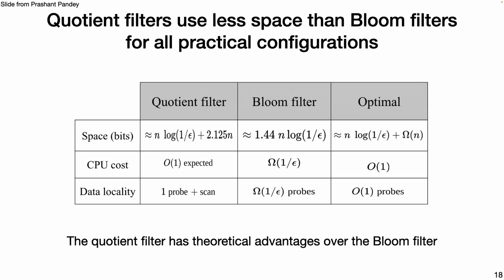And in terms of locality, you have to probe to the first slot and then you scan forward. And scanning forward is usually pretty fast. So there are these theoretical advantages over the Bloom filter in terms of space and also in terms of CPU cost. But it's an expected thing because hashing is randomized.